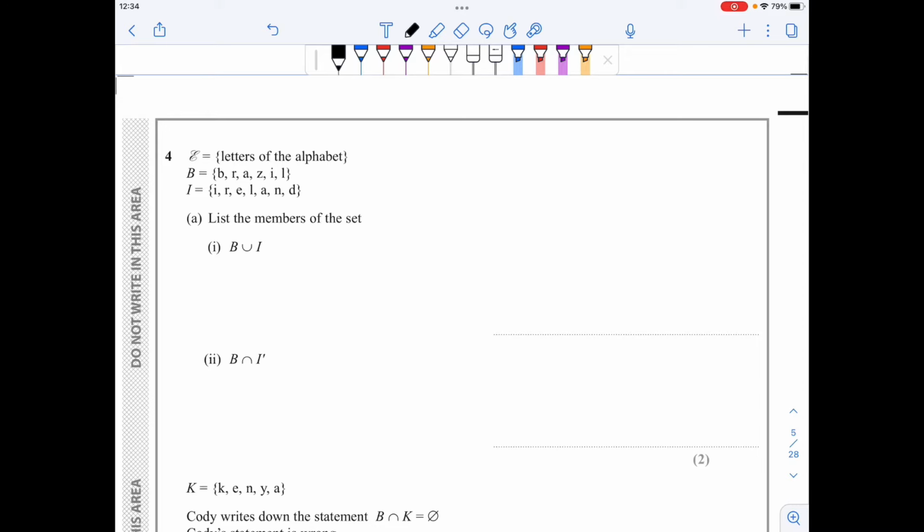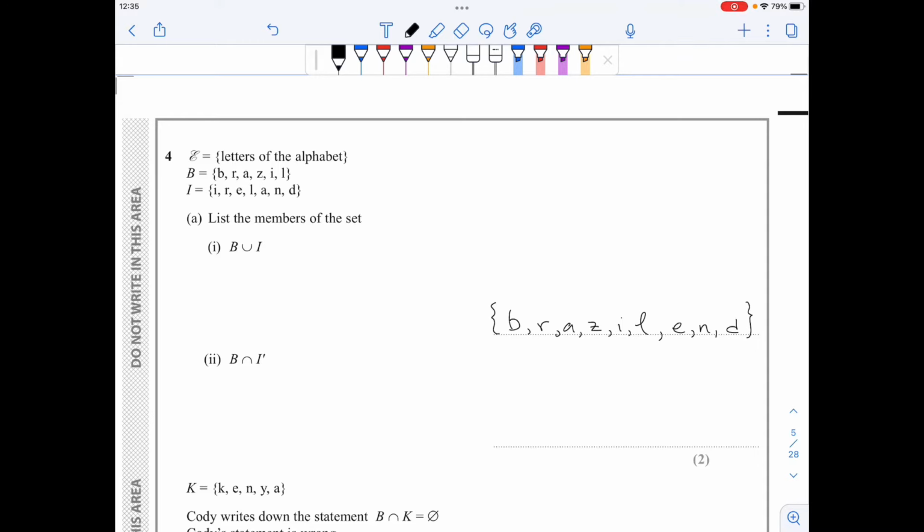In part A I, I need to find the union. This is the set that has all the elements in B or I or both. Now, Brazil has 6 distinct letters, so let's write those down. B, R, A, Z, I, L. And then Ireland has 3 letters that are not already in Brazil. Those letters are E, N, D. So this is the union between B and I.